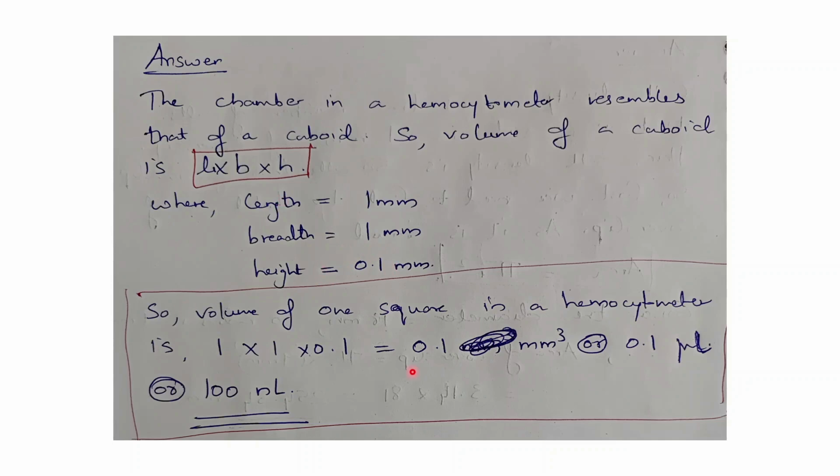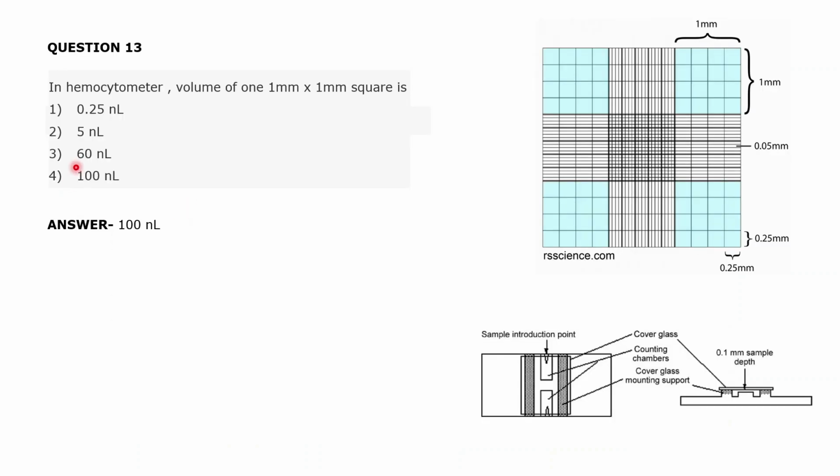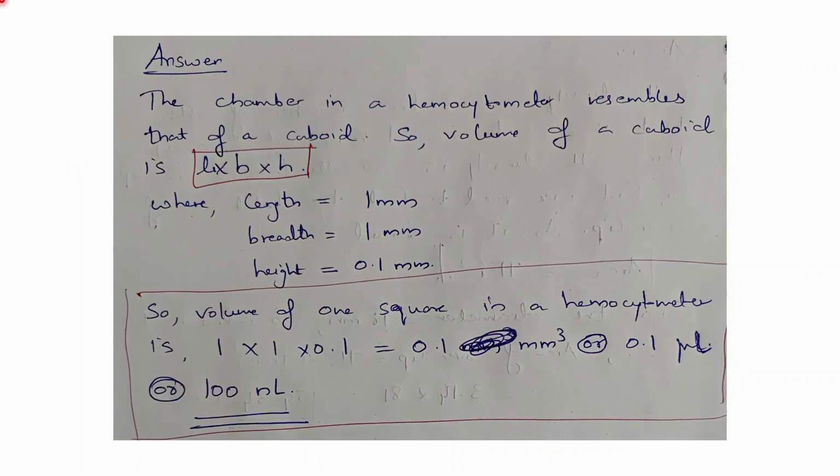So if you just give the value, in this case you get 1 into 1 into 0.1, that is 0.1 millimeter cube. One millimeter cube is equal to 1 microliter. So if you just change the unit there, 0.1 millimeter cube is equal to 0.1 microliter. If you compare into the units that the option is given, that is nanoliter, you will get a value of 100 nanoliter, because 1 microliter is always equal to 1000 nanoliter, right? So in this case 0.1 is there, 1 decimal point is shifted, so you will get a value of 100 nanoliter. So I think this answer is clear.